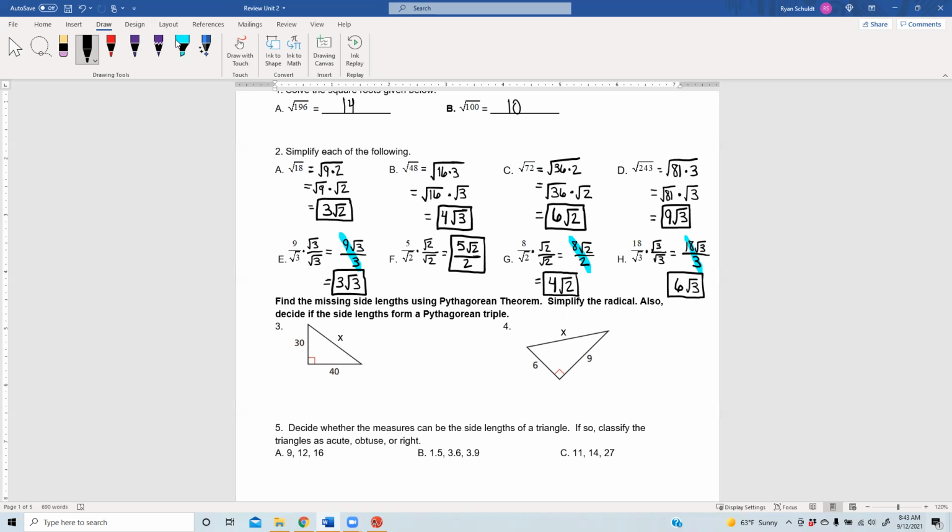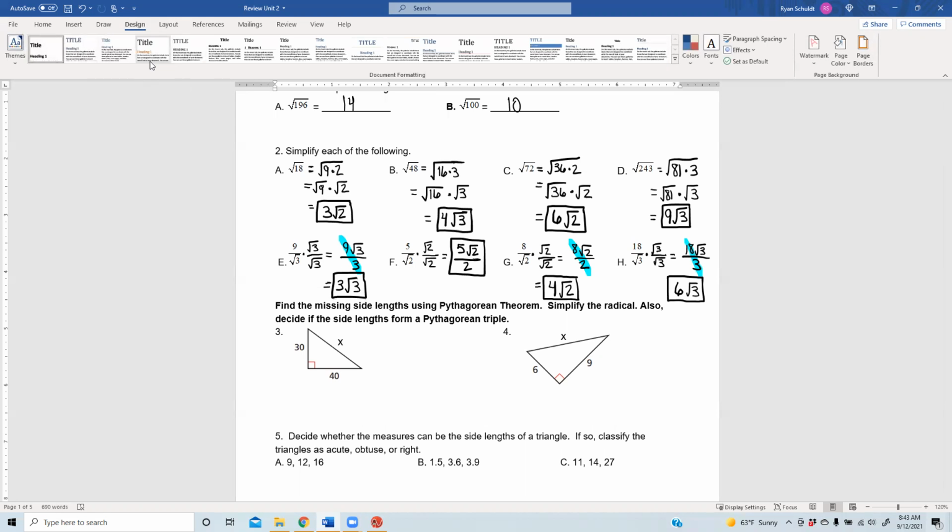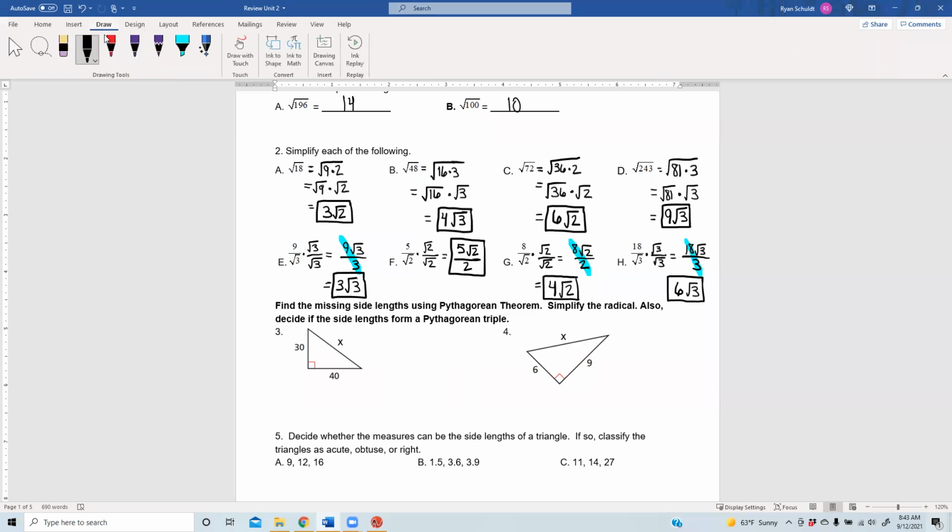Okay, number 3. They want us to find the missing side lengths using the Pythagorean theorem.